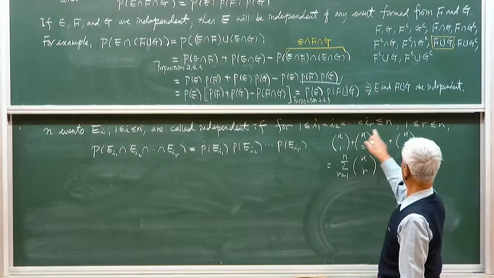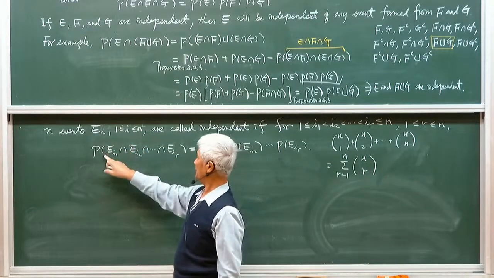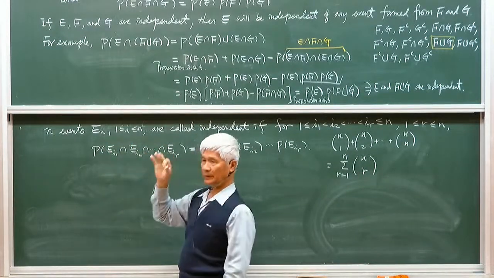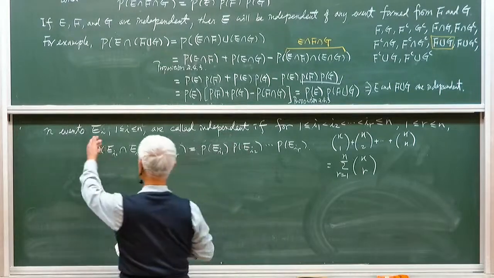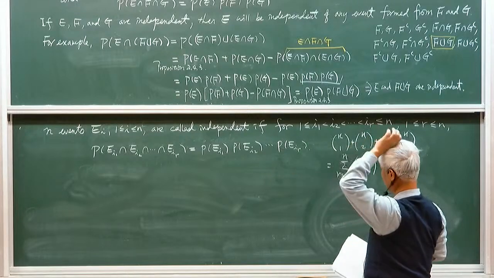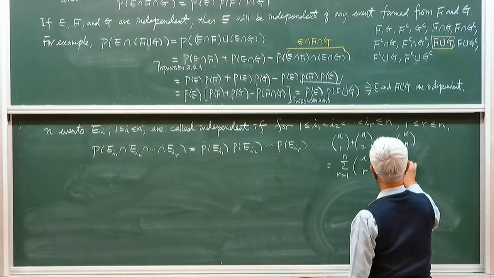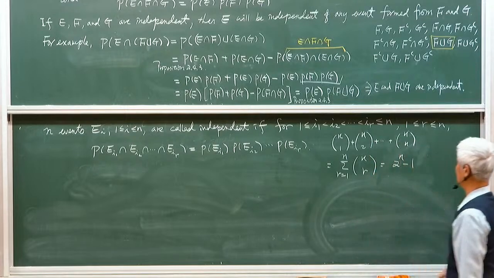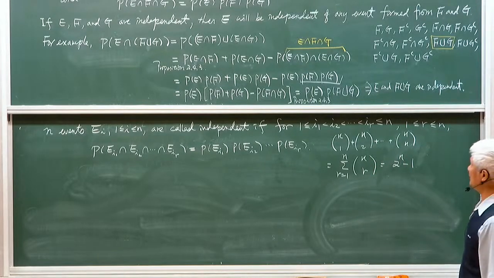When r equals 1, we just select one event, so the probability of E sub i equals the probability of E sub i, which would be trivial. Okay, so they are just trivial. That's fine. And so this number is 2 to the n's power minus 1. So we have actually that many.